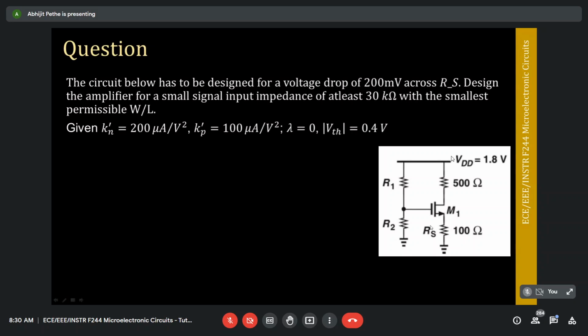So what have you got to design? You have to find out R1, you have to find out R2, you have to find out what the W by L minimum is, and you have to find out what the biasing conditions are. Once you know R1 and R2, you know the biasing conditions, right? So you need to calculate R1, R2, and the size of the transistor. So since we know that voltage drop is 200 millivolt across RS, that gives us ID, right? Correct. Right, because the same ID is flowing through the 500 ohm and the 100 ohm resistor.